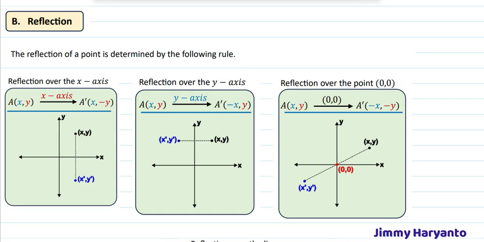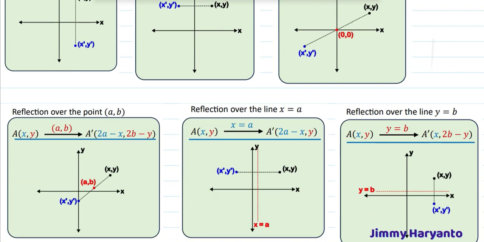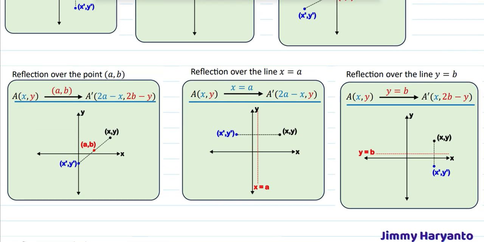For the y-axis, it will be the opposite of the x-axis. The x will become negative, the y will still be the same. For the reflection to the point of 0, 0, the x will become negative, the y will become negative. And then next is the reflection to the point of a, b. The x will become 2a minus x and the y will become 2b minus y, yeah. So the thing is you have to memorize all of the formula. If you memorize all of the formula quite well, I think you can answer all of the questions, yeah.